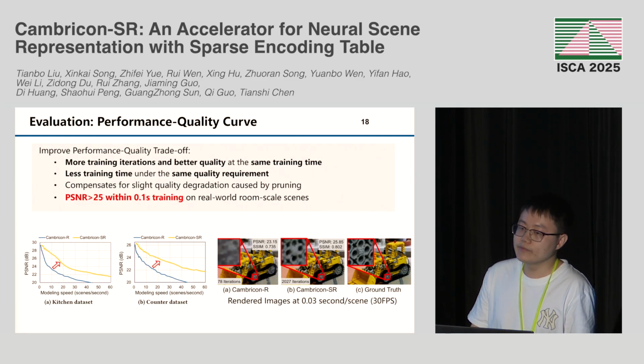Due to the performance improvement, Cambricon-SR can achieve a better performance quality trade-off. It means that more training iterations and better quality can be achieved at the same training time, and less training time is required under the same quality requirement. As a result, Cambricon-SR can achieve PSNR of more than 25 within 0.1 second of training on several real-world room-scale scenes.